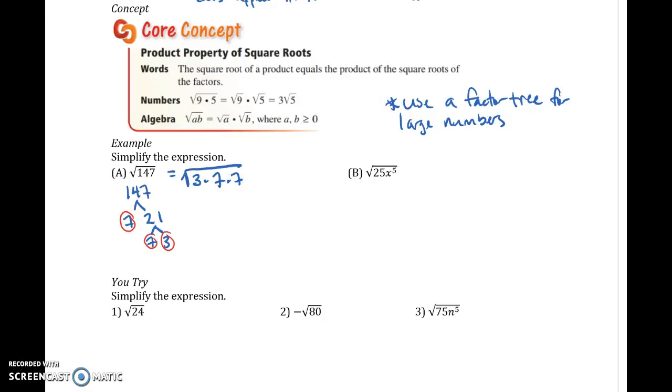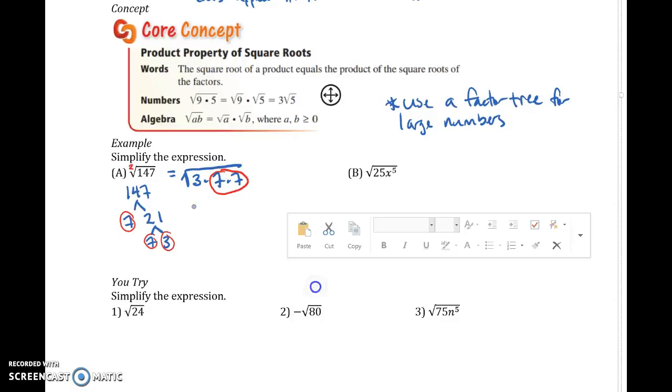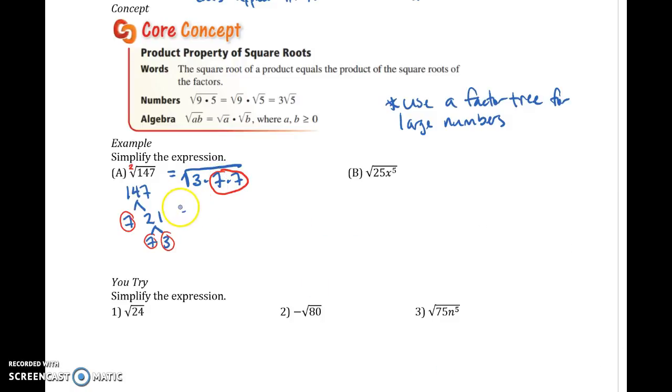Then what you want to look at is you want to look at the index. So remember that square root has the invisible 2. So that tells me I'm looking for groups of 2 of a kind. So see how I have a 7 and a 7 there? That means this is basically the square root of 7 squared times the square root of 3.